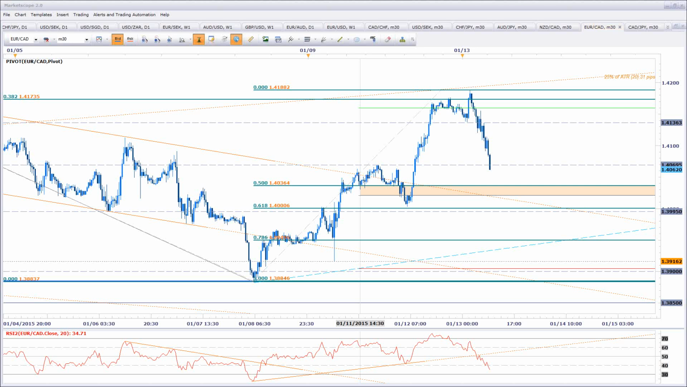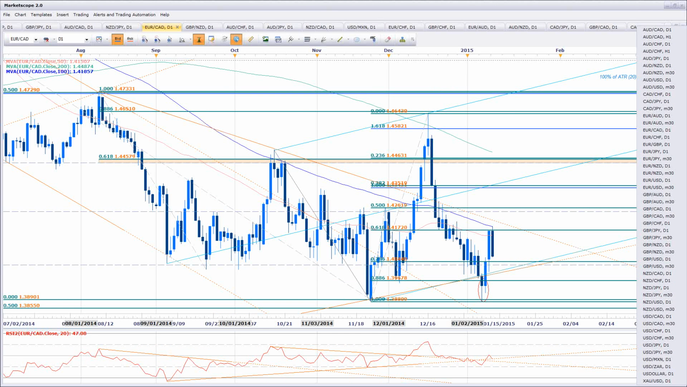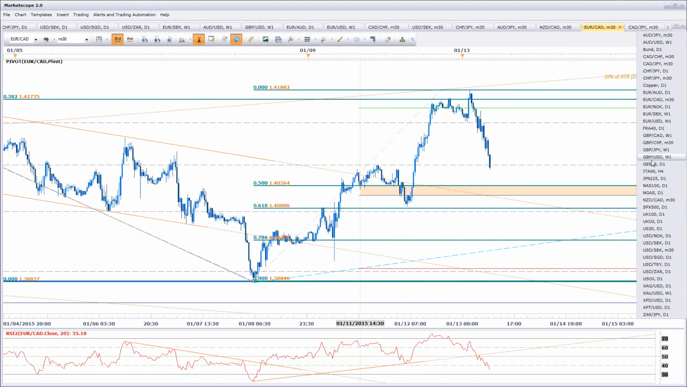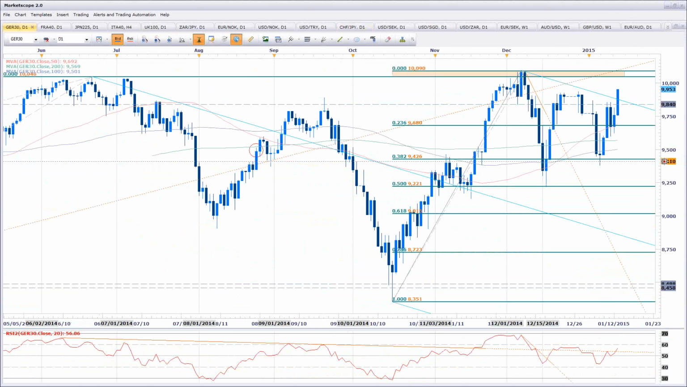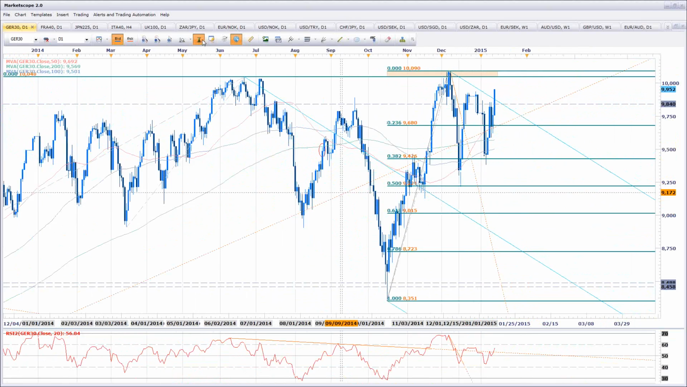Okay, question here from DB, who wants to look at the DAX, please. Right on. Let's take a quick look at what's going on with the German 30. Where art thou, German 30? Okay, so this is my first look at it this year. Let's take a look together at the DAX.